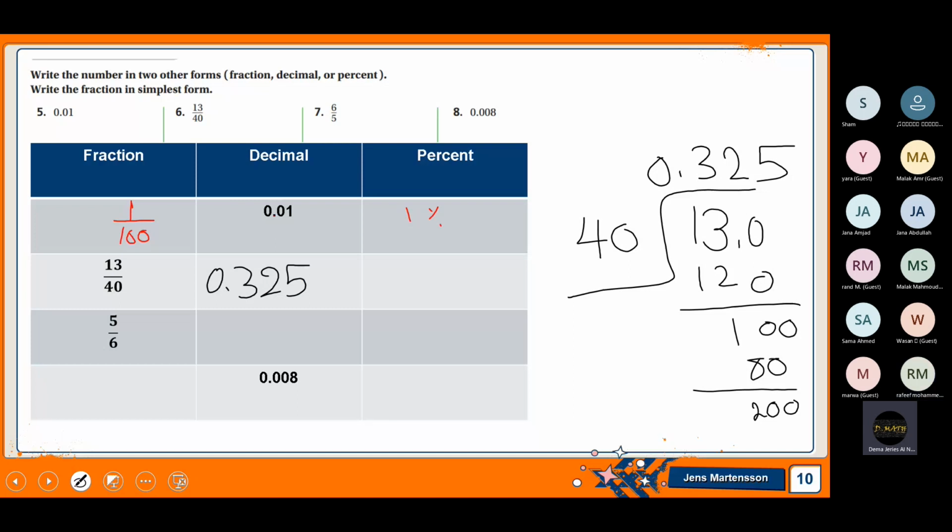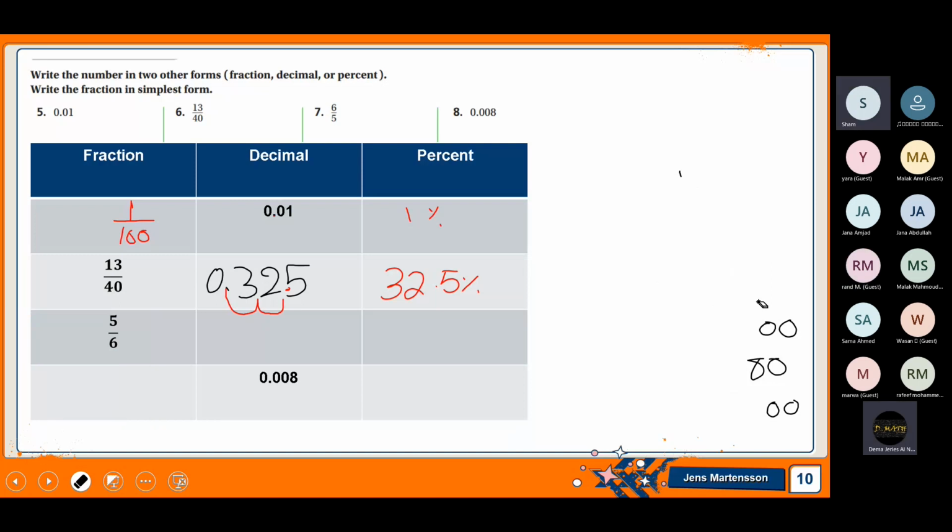0.325 as a percent? We will write, as a percent, 325%. See, you will move it 2 digits. So how will it be? Oh, yeah, teacher, I forgot. It will be 32.5%. Thank you so much. 32.5%.